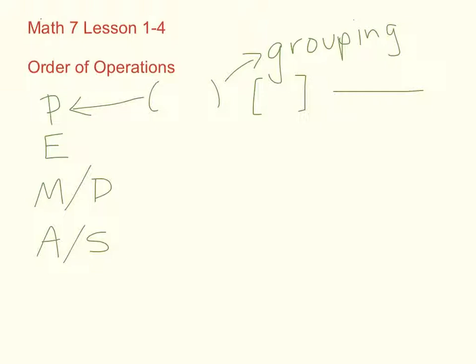So for example, if you get a problem where you have an operation on top of another operation in the form of a fraction, then you want to remember that this fraction bar right here represents another way of grouping. So you've got to solve the operations on the top of it and the bottom of it first before you do anything else. Okay, then we've got E, which stands for exponents.